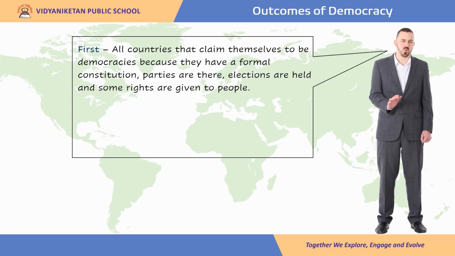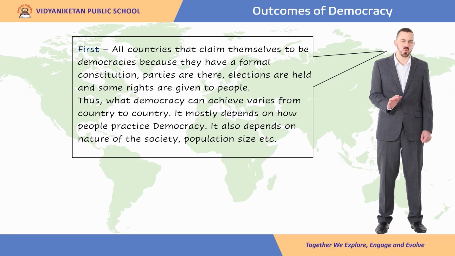Think about all the examples that we took last year. Consider Zimbabwe, Pakistan under General Pervez Musharraf, Mexico ruled by PRI. In all these countries, there are constitutions, elections are held and certain rights are given to people. But we learned that democracy shouldn't function as they did in those countries. Thus, what democracy can achieve varies from country to country. It mostly depends on how people practice democracy. It also depends on nature of the society, population size, etc.